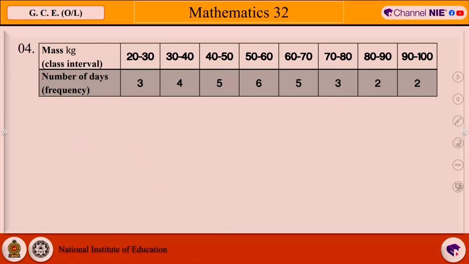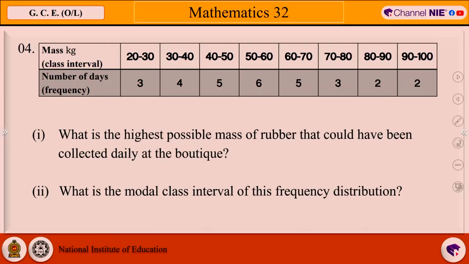First one is very easy. You are asked to find the highest possible mass, which is 100. It's 100 here. So, it's 100 kilograms. Then what is the model class of this frequency distribution? That is the class interval corresponding to the highest frequency. Okay. So, the highest frequency is 6 and the class interval is 50 to 60. Now, for the first two parts, you have 2 marks.